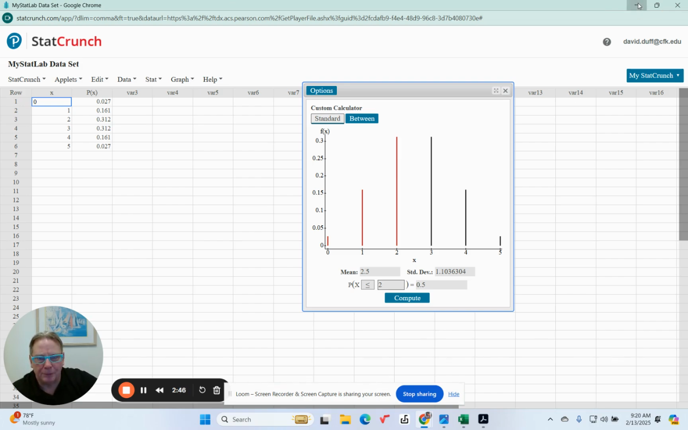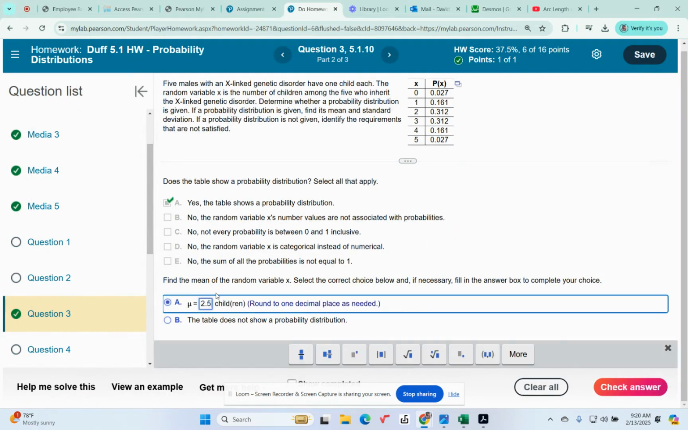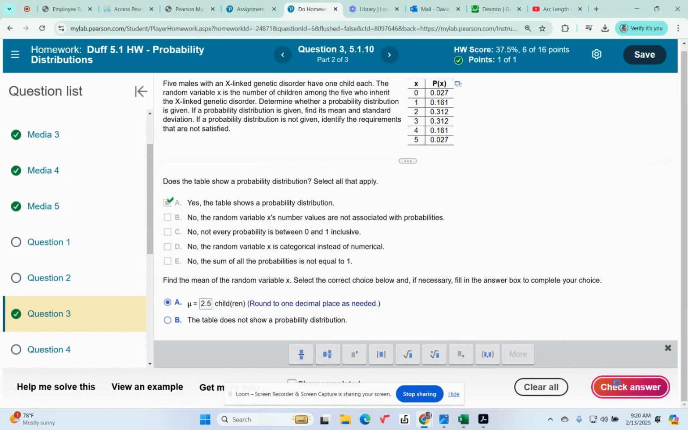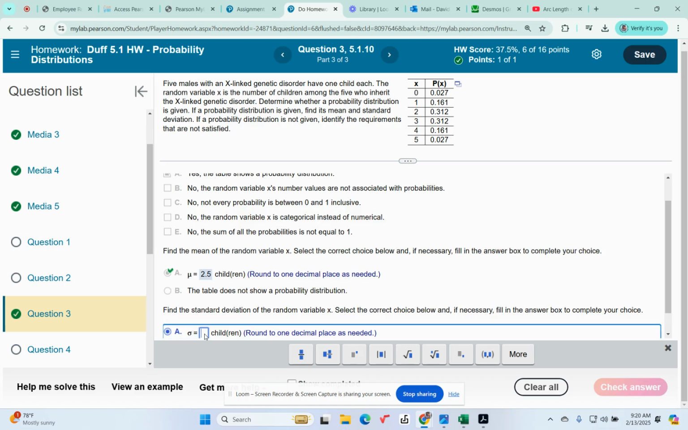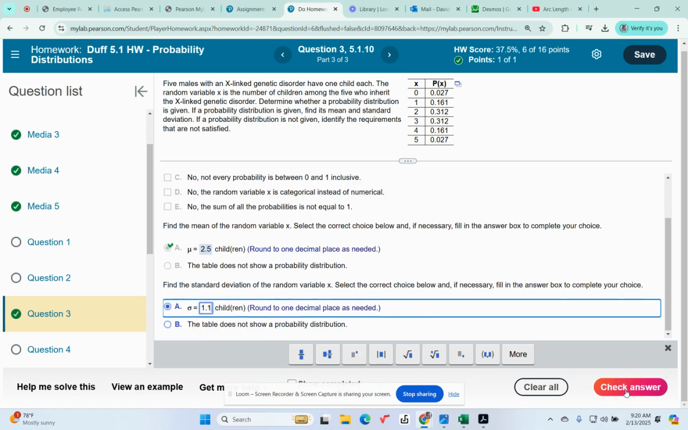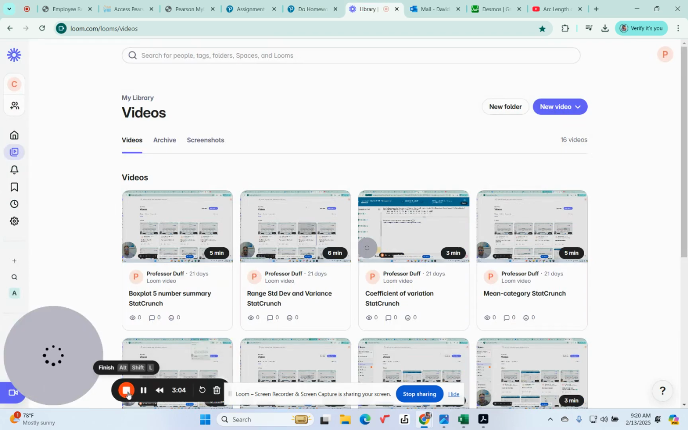So let me go back to the problem and enter those values. We have 2.5, and then we have a standard deviation of 1.1. And they're correct. That concludes this lesson.